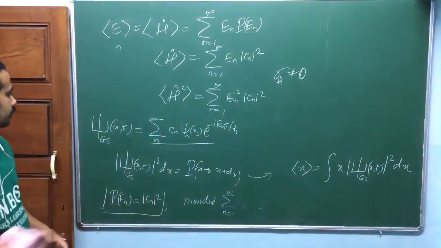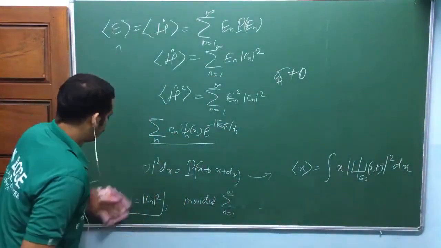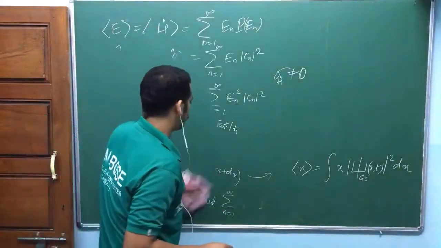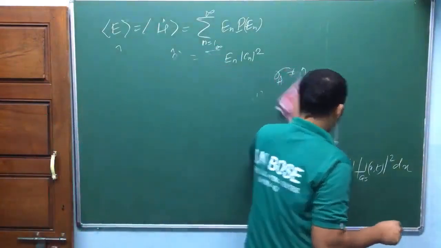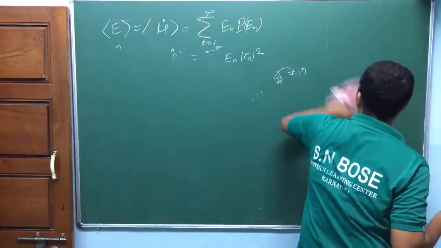Okay, so this is one aspect. I hope now this part is over. We can start with the particle in a box in the second chapter.